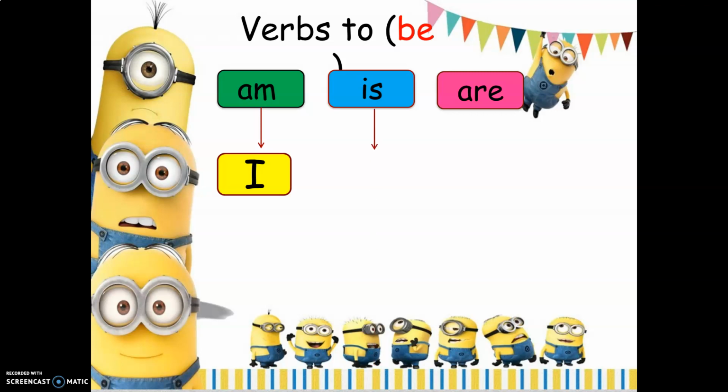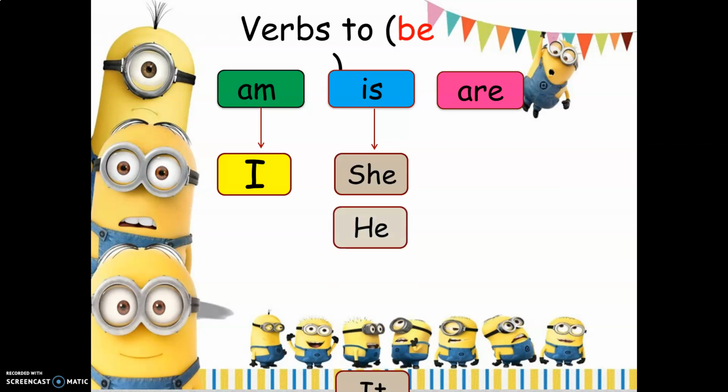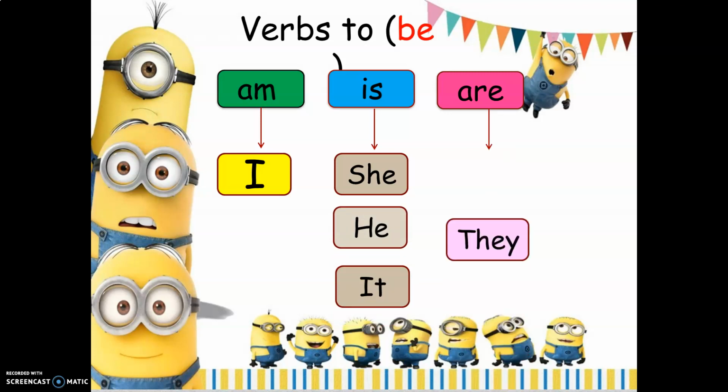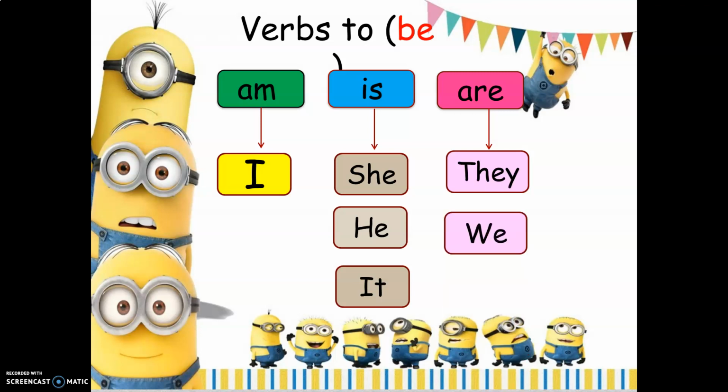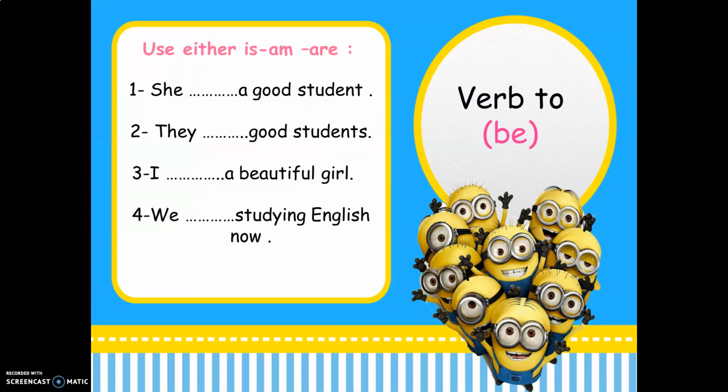When can I use is? If the personal pronoun is she, he, it. When can I use are? With they are, we are, and you are. Again, I am, she is, he is, it is. They are, we are, and you are. Okay, when I say Amal, Amal is singular, right? So Amal is. When I say Amal and Sarah, are. Okay, girls?